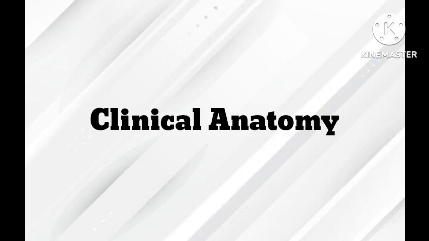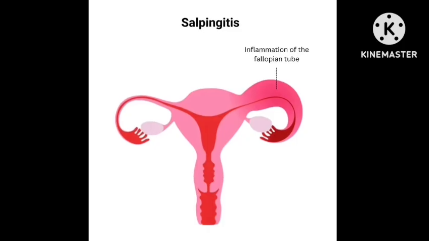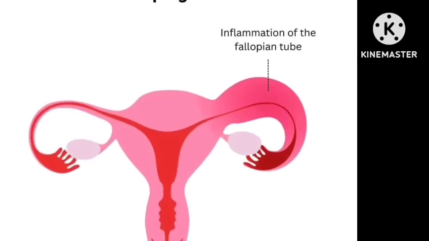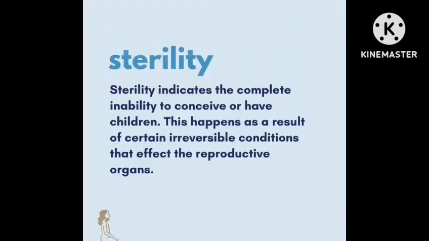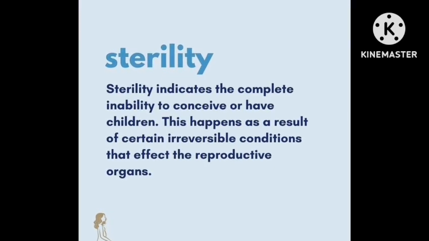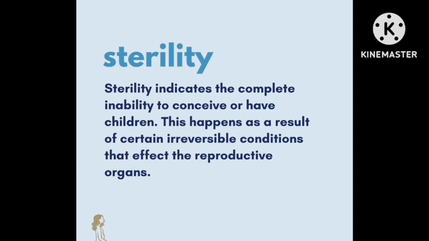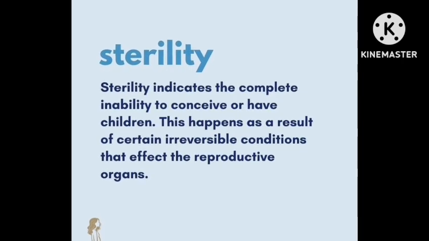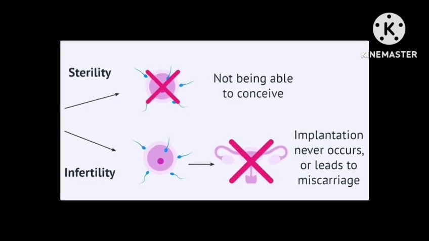The last point is clinical anatomy. First, salpingitis. Inflammation of the uterine tube is called salpingitis. Second, sterility. Sterility is the permanent inability to have a child due to a man-made procedure such as tubectomy. It is done intentionally for family planning.